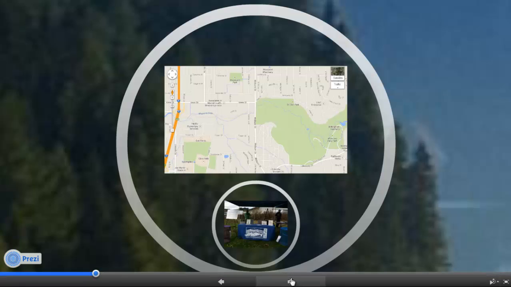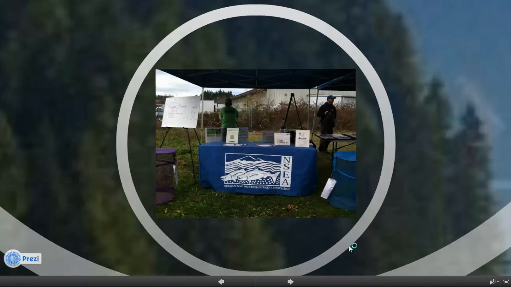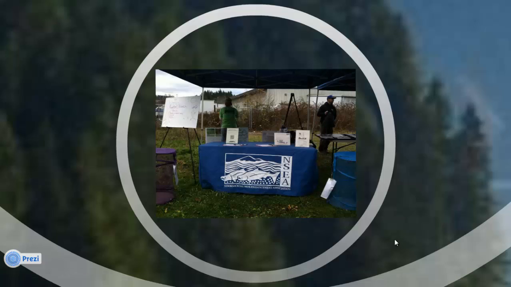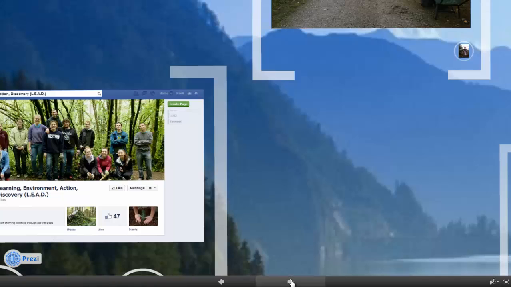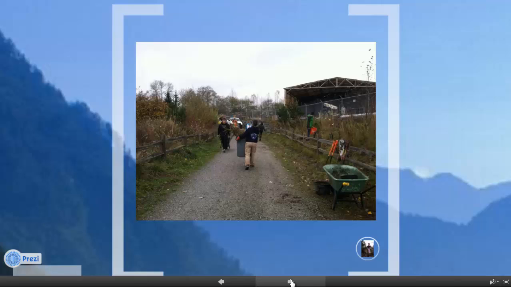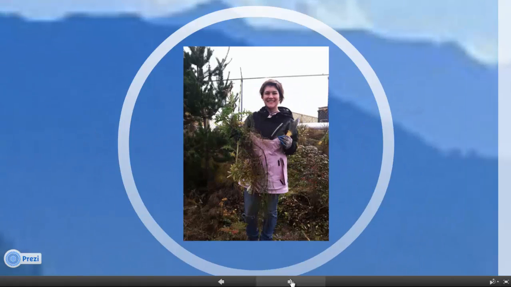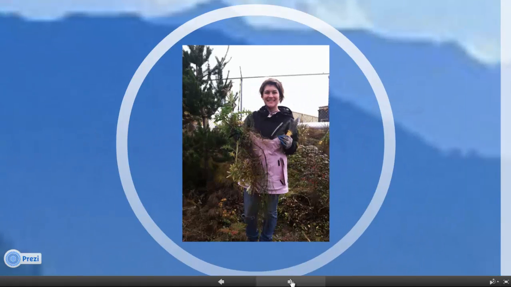And the next image I'm going to show you is the check-in booth, and we worked closely with the Nooksack Salmon Enhancement Association. And here is the actual site itself. These are people taking out invasive plant species and mulching the surrounding areas so that the natural plants survive better. Here is a picture of me taking out all the invasive species. That blackberry in my hand was very hard to get out.